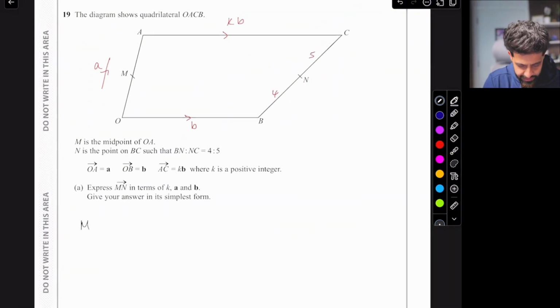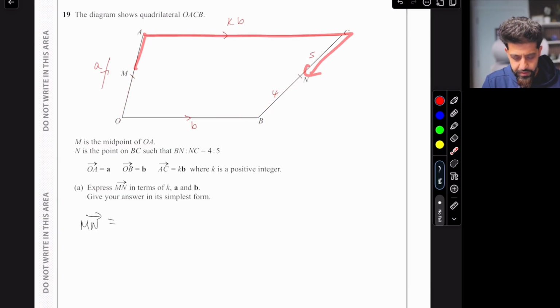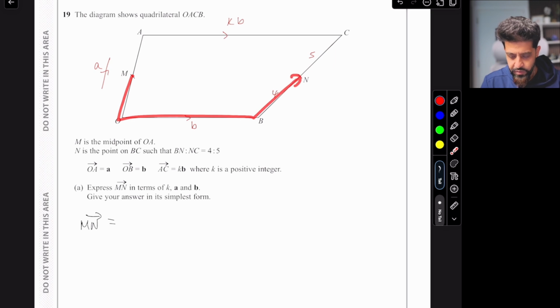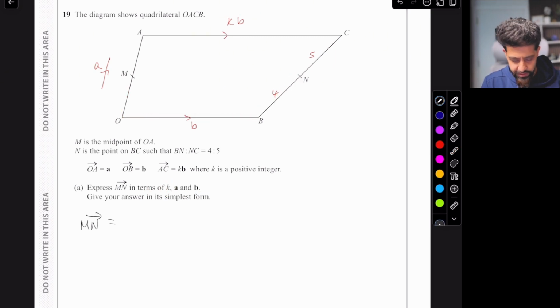So M to N, we need to find M to N. So how do we get from here to here? Okay, we've got two routes. We can go this way, or we can go that way. Let's go that way, from there to there. That way we use KB, because if we use this one, we won't use KB, and it says find it in terms of K, A, and B. That's why. All right, so we're going to go that way.